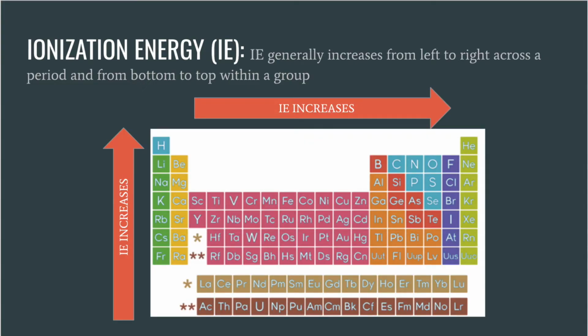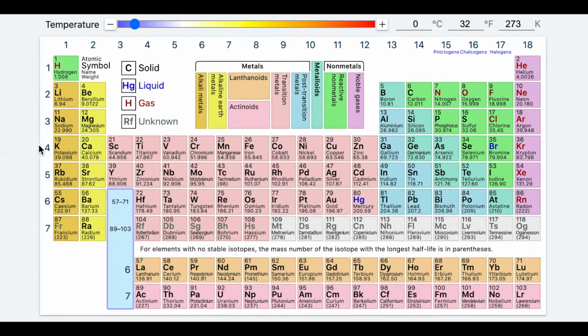In general, you're going to see that ionization energy is going to increase as we're going from left to right across a period, and it's also going to increase as we go from the bottom of a group to the top of the group. Let's focus on a single period, or a single row.